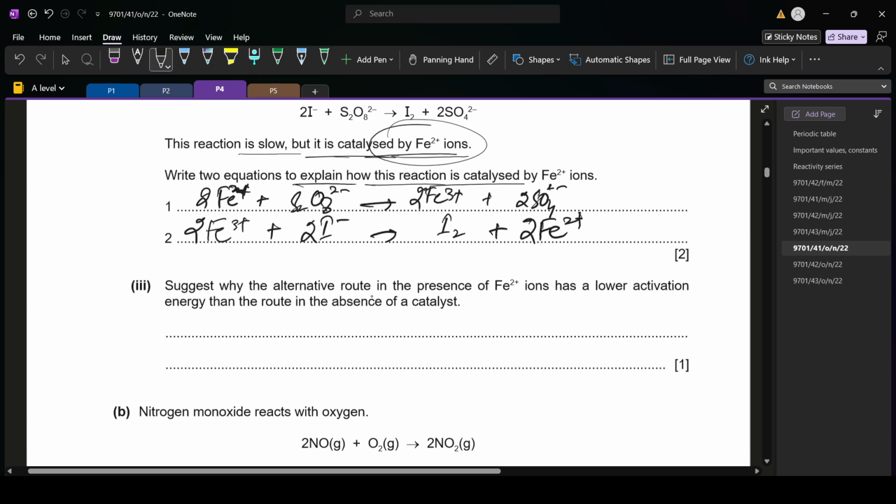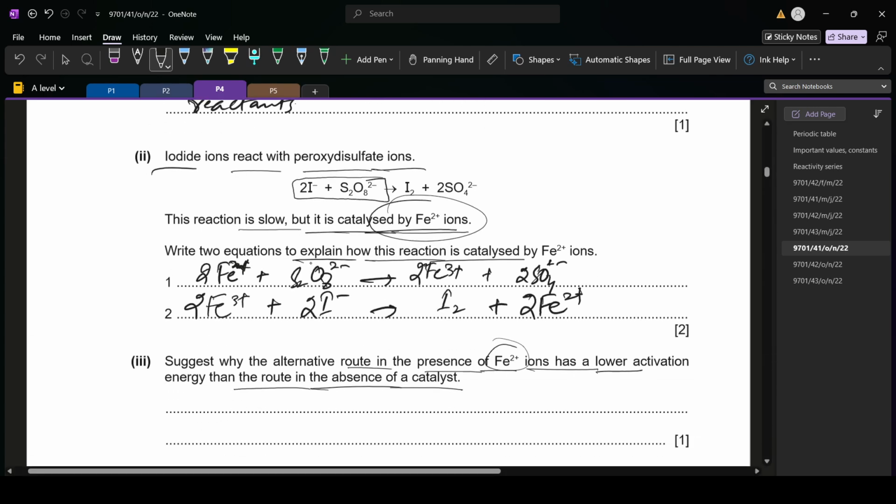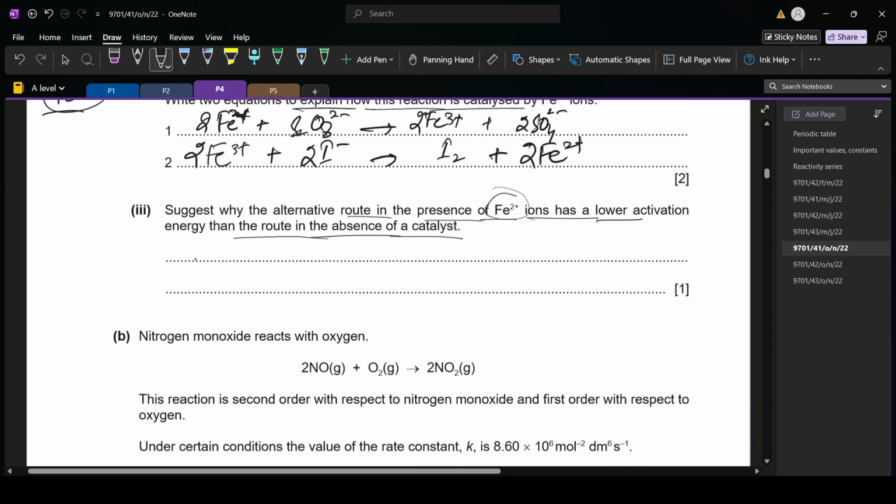Okay, suggest why the alternative route in the presence of Fe2+ ions has a lower activation energy than the route in the absence of catalyst. So in the absence of catalyst, you can see that both ions are negatively charged, so they will repel each other. They are both anions. But when Fe2+ is present, it is positive. So when this first reacts with peroxydisulfide ions, which are negative, positive plus negative, they will attract each other. So that's why the activation energy will be lower in the presence of Fe2+ ions.